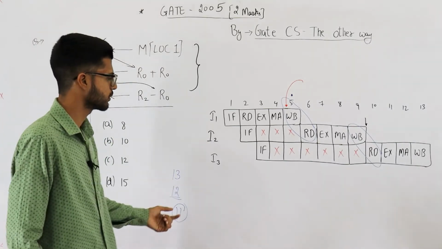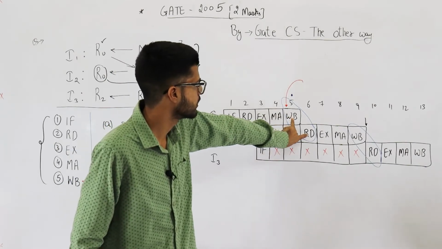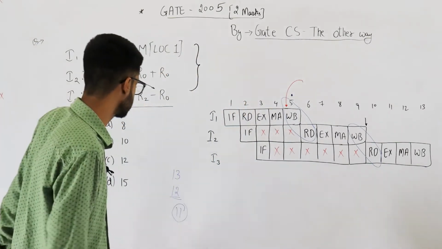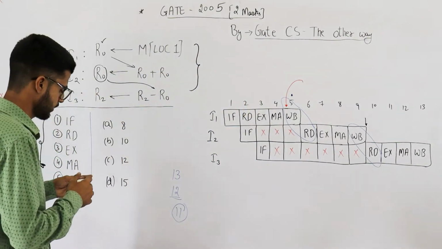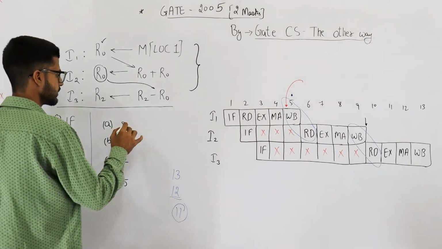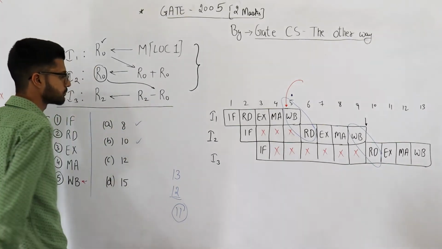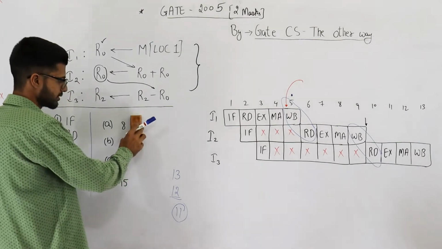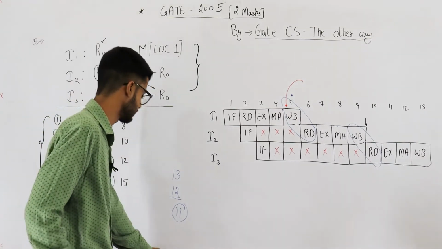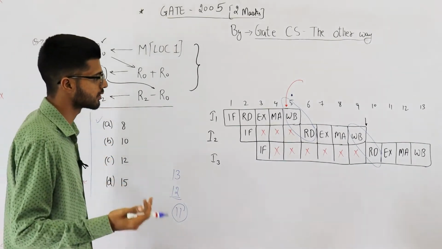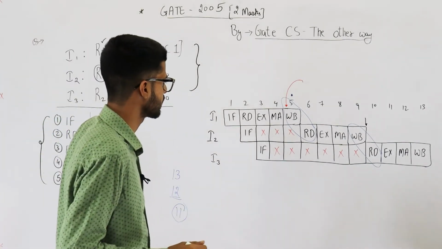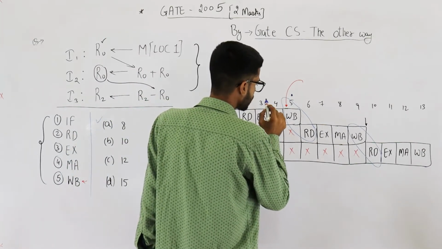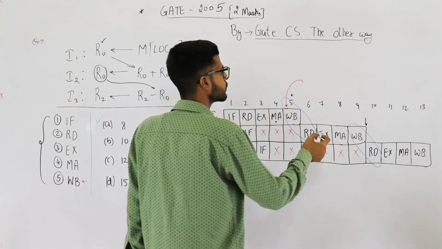So the answer here comes out to be 13 minus 2, because we have combined these two stages. We have saved one clock cycle here and one clock cycle here. So 13 minus 2 is 11, which is still not present in the options. Now you realize that the answer is either 8 or 10. It's very easily visible that part A has to be the answer, because if we go on reducing further using operand forwarding, MA will forward its operand directly to the execute stage.